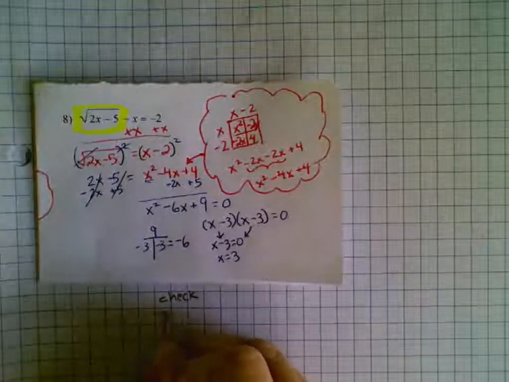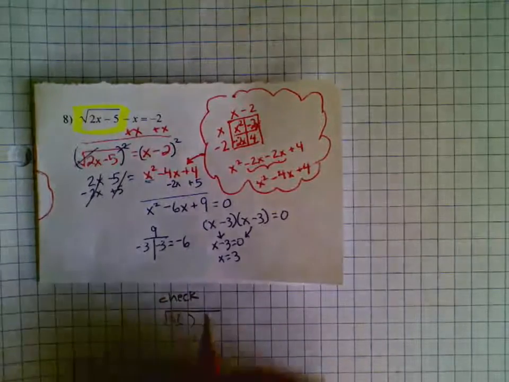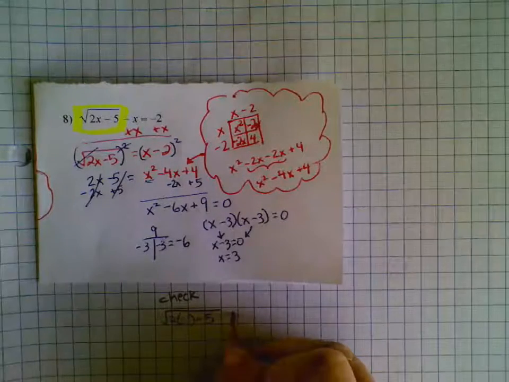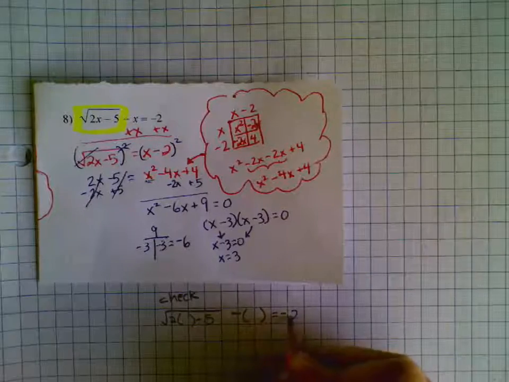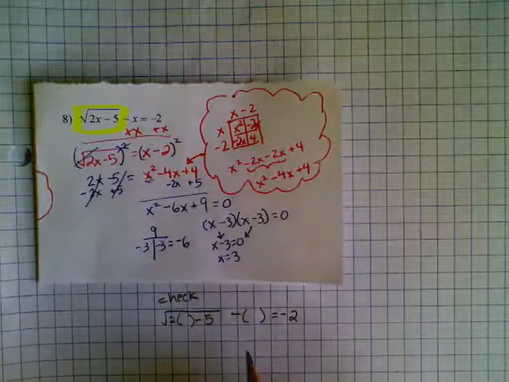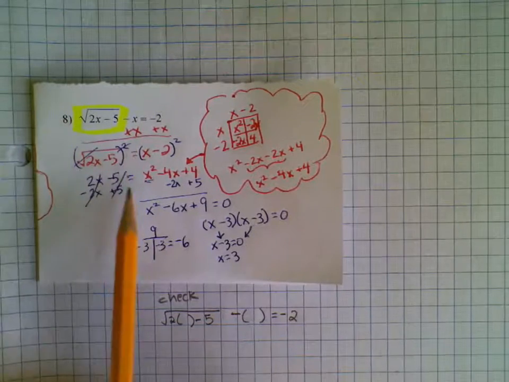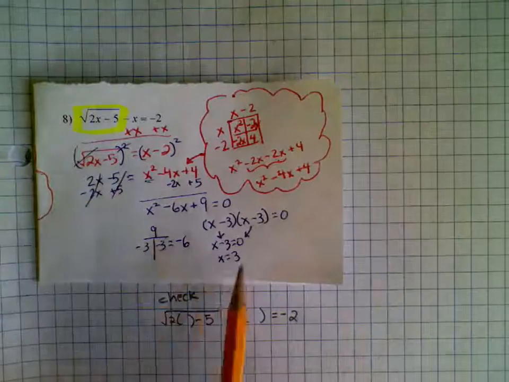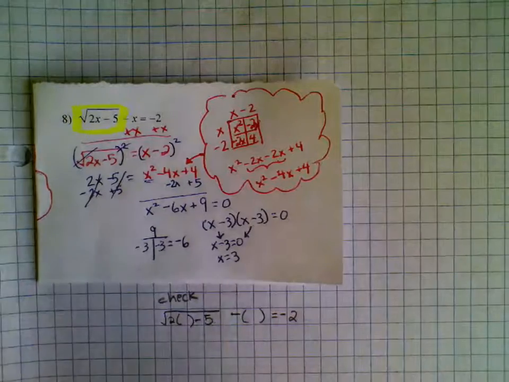So I've got my original equation. This time I'm only going to have to check one, though, because I only have one possible solution. 2 times x minus 5 under the radical. And then outside of the radical, minus my x equals negative 2. Notice I'm going back to my very original equation. I'm not doing it after any modifications have been made, because any changes that I made to that original equation might affect whether or not this solution works. So I have to go back to the very beginning.